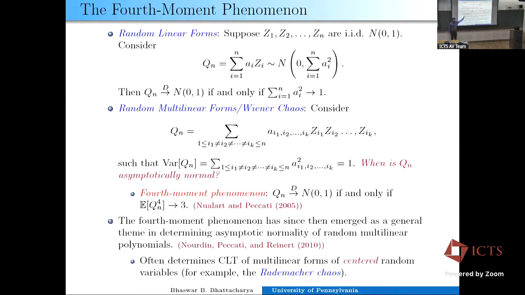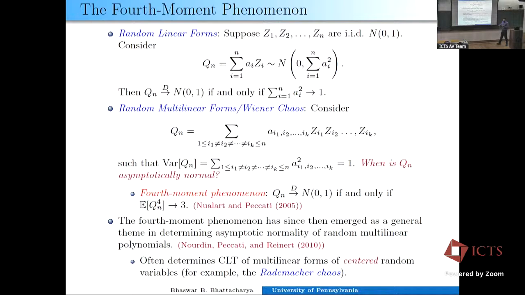Since the publication of this paper, the fourth moment phenomenon has emerged as a general theme in determining normality of random multilinear forms. It's not just Gaussians. You can replace them with other variables, which just have mean zero, Rademacher variables, other variables, and somewhere you will get a fourth moment phenomenon. A few years after the publication of this paper, Ivan Nourdin and Giovanni Peccati combined Malliavin calculus with ideas of Stein's method to come up with what is known as the Malliavin-Stein calculus, which gives you quantitative rates for this convergence. And this is now a subject.